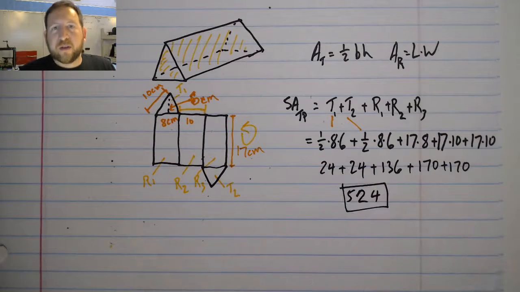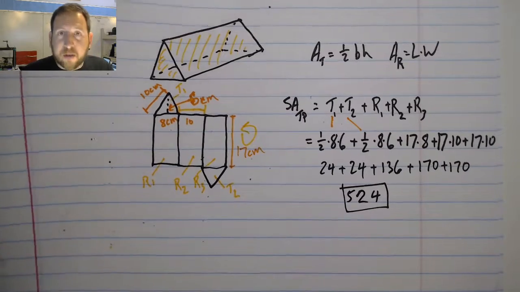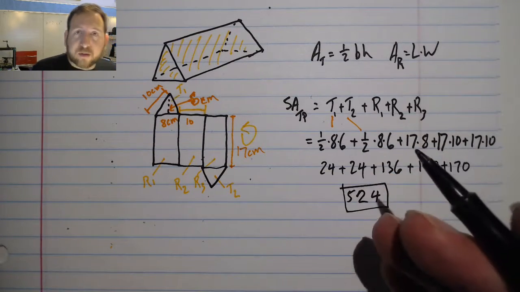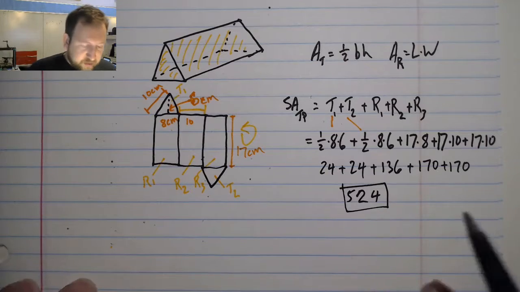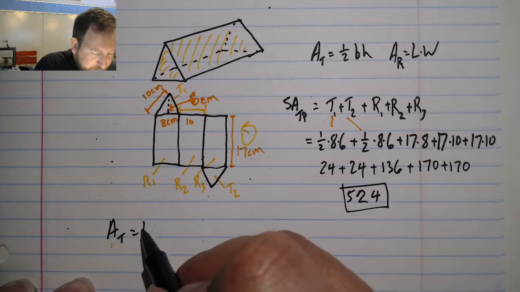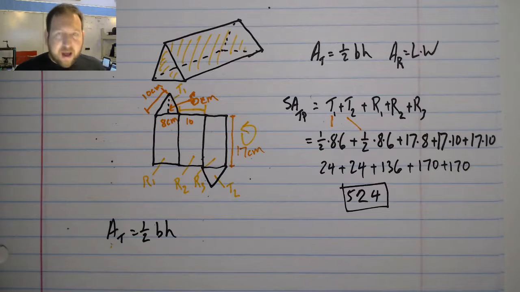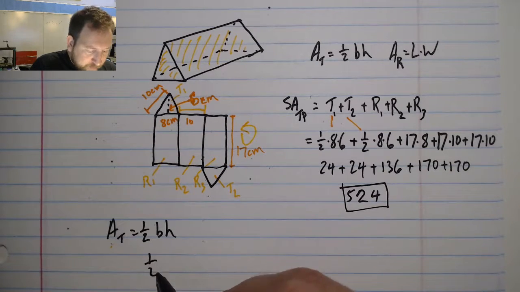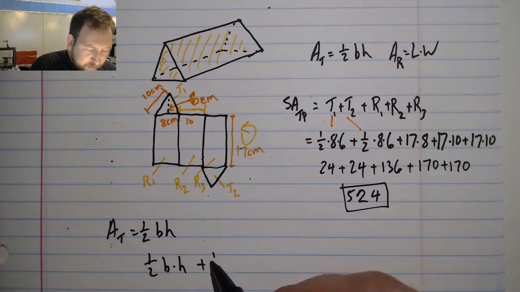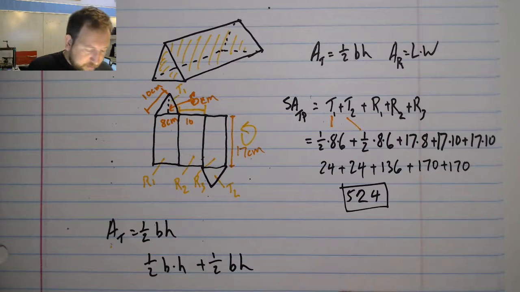But I don't want to have to do this for every single problem. So let's take a look at a formula that we can use that's going to make this much easier. First of all, we have two triangles. So let's look at the area of two triangles. My area of one triangle is equal to 1/2 base times height. And since I know these triangles are going to be the same, I can just add them together. So that's 1/2 base times height plus 1/2 base times height. And if I add these two together, all I get is 1 base times height, or base times height.